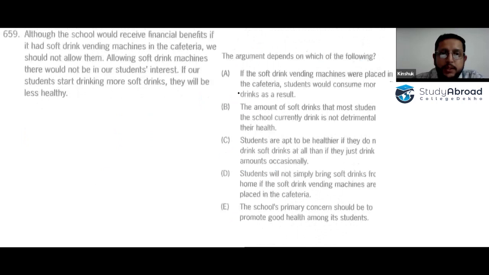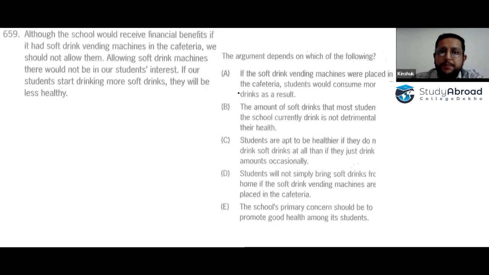Again, I would request you to pause the video, try to solve this one on your own, and then when I discuss, you can assess whether you were moving in the right direction or not. Go ahead, pause the video and solve the question. All right, I hope that you paused the video and you have solved the question.